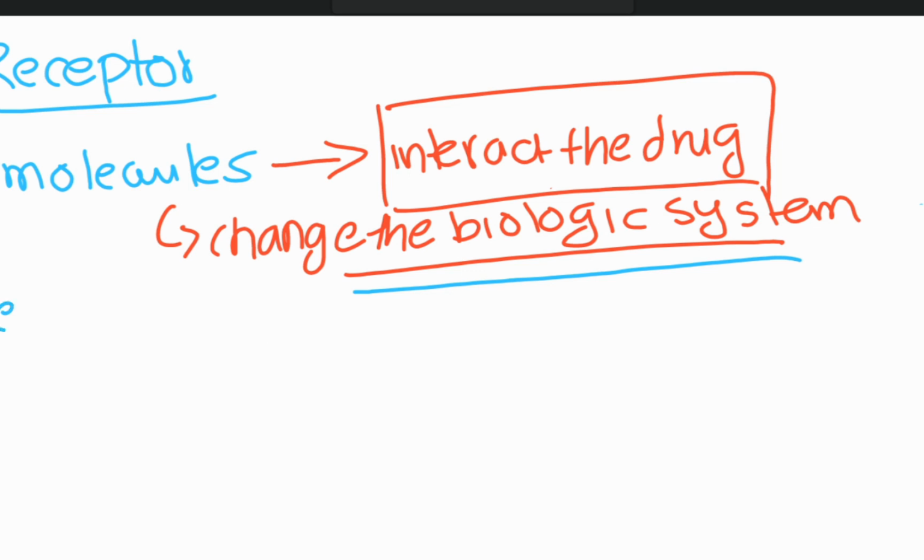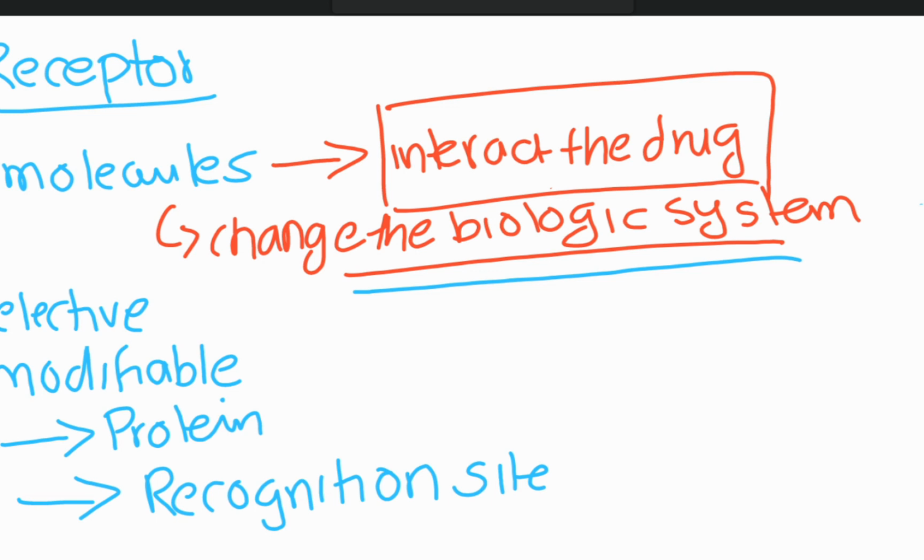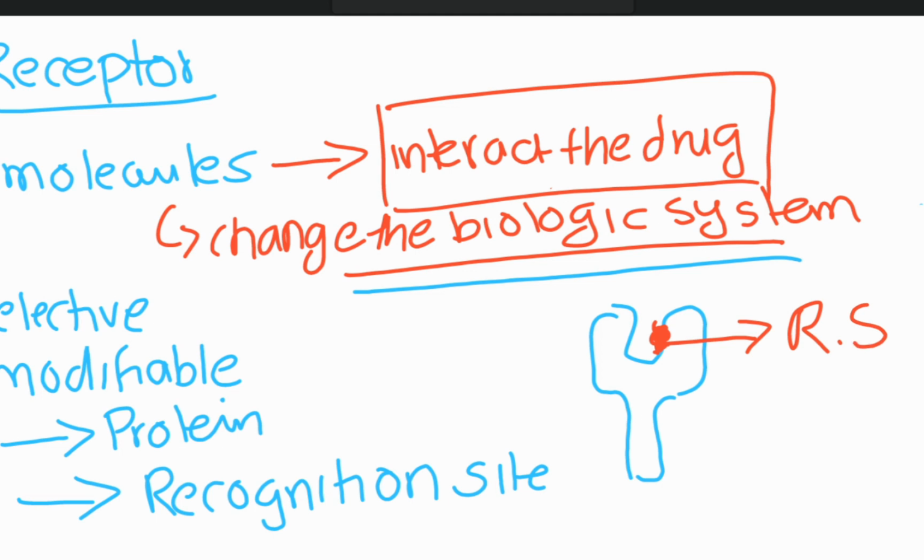A receptor must be selective in its binding to the ligand. A receptor must be modifiable after its binding to the ligand. A receptor can be a protein or other macromolecule such as an enzyme or the DNA, and every receptor has a specific site on it which is known as the recognition site. The recognition site has a maximum selectivity and affinity for the drug. Suppose there is a receptor and this region is the recognition site, which has the maximum selectivity and affinity for the drug to come here, attach, and change the biological system. So this is all about the receptor part.